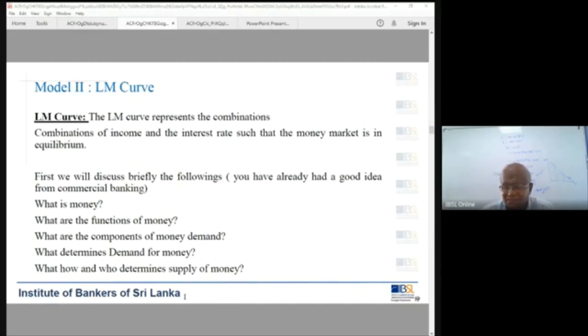Then the demand for money. I don't have a separate note for this one, but I believe you have a very good discussion on these matters in the other lecture. Money, functions of money, barter economy, portfolio of assets, right? Demand for money. Why do people demand money? For what? To buy goods and services.